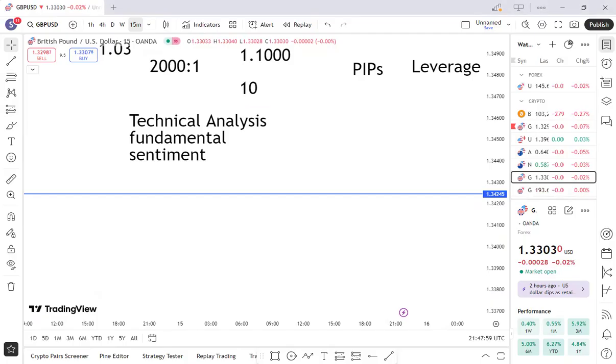All right, so we'll be discussing the market hours that we have. Most of us don't know the market hours. So we have the Sydney.